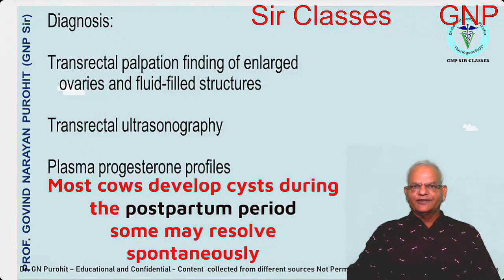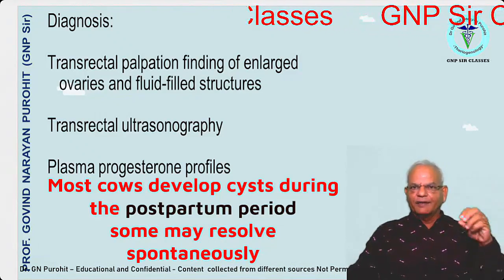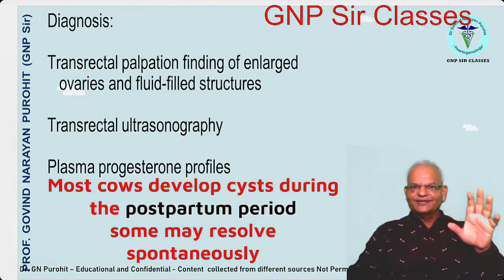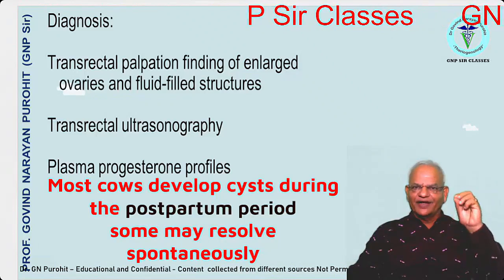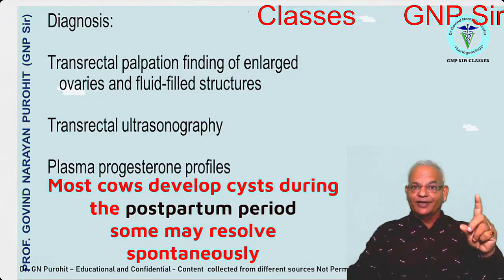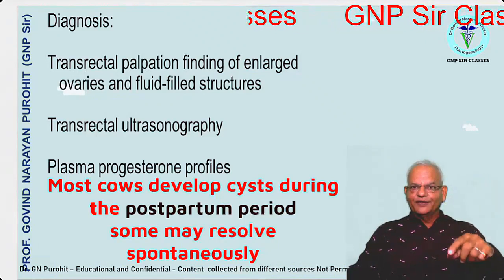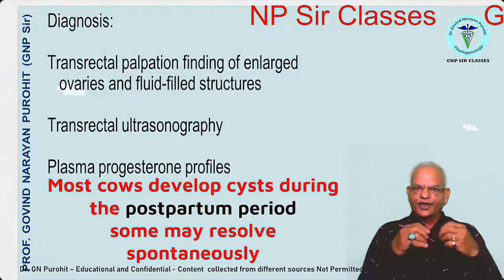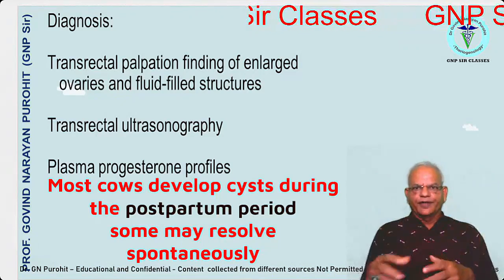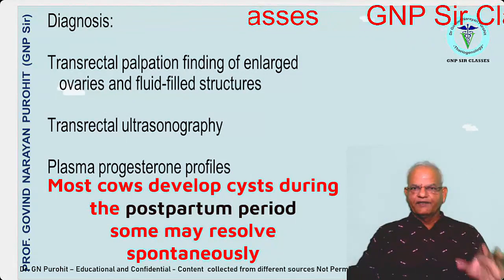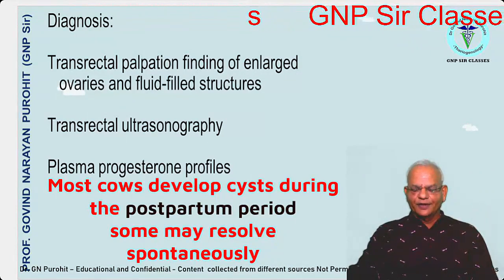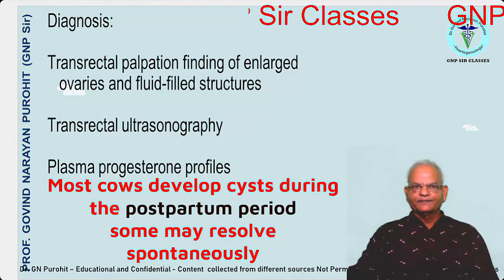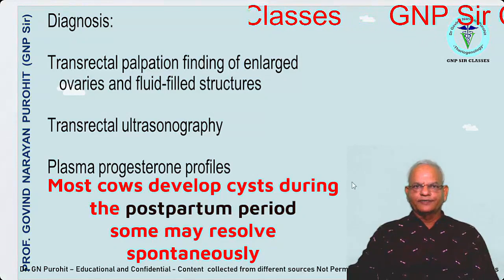Most cows develop cysts during the postpartum period, and some may resolve spontaneously. But keep in mind that ovarian cysts are the one condition which are very difficult to treat, especially to get an animal pregnant back. You can resolve the cyst, but still, because of the persistence of estrogen for a prolonged period, the uterine pathology will take a long time to recover, and the animal will not become pregnant. The farmer is also very disheartened because you are using many hormones and still the animal is not becoming pregnant. Right? So let us talk about what options you can use.